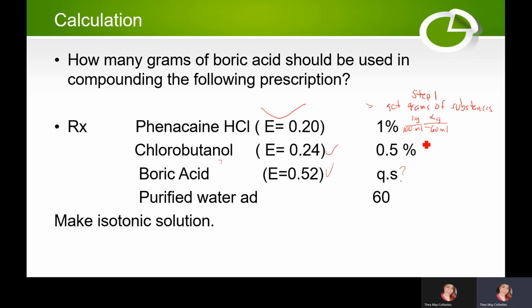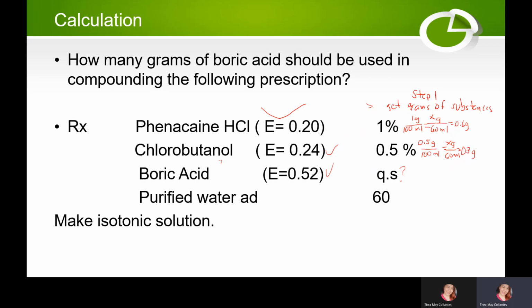Same with your chlorobutanol, 0.5%, so I have about 0.5 grams over 100 ml. So how many grams do I have over 60 ml? And the answer here would be about 0.6, I guess. Okay, 0.6 grams. And the other one here would be 60 times 0.5 divided by 100. That would be 0.3 grams. So are we done here?